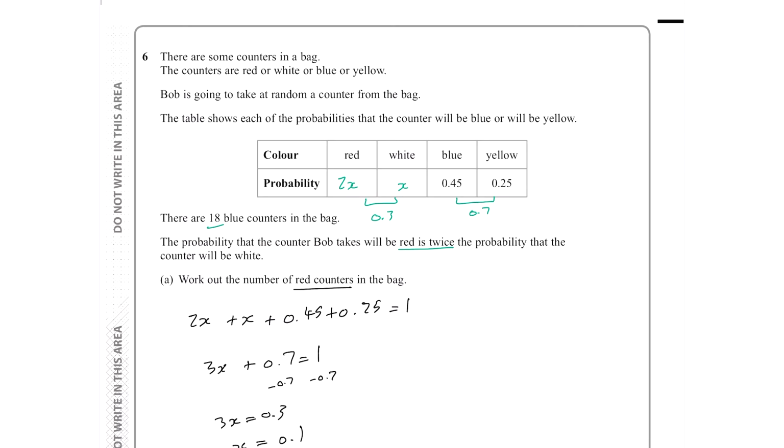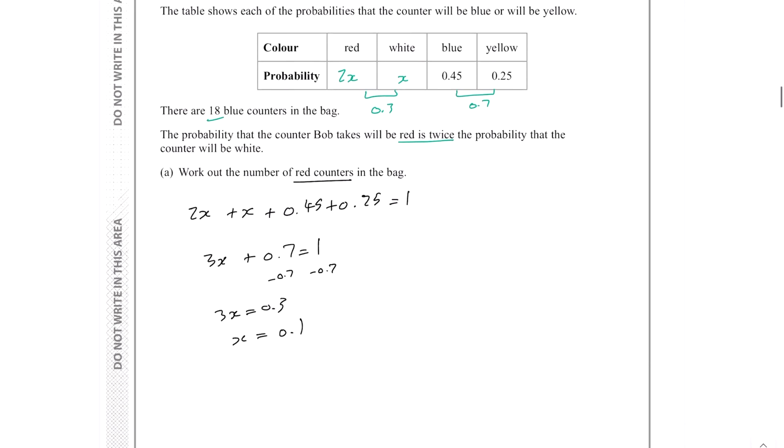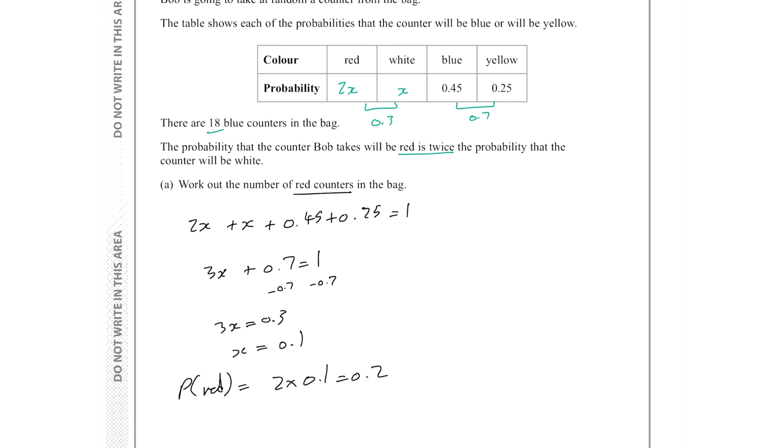Now work out the number of red counters. So the probability of it being red is going to be 2 times x, which is 0.2. It's asking me to work out the number of counters in the bag. So we know that there's 18 blue counters. That's all we've been told. So we know 18 counters does make up 45%.